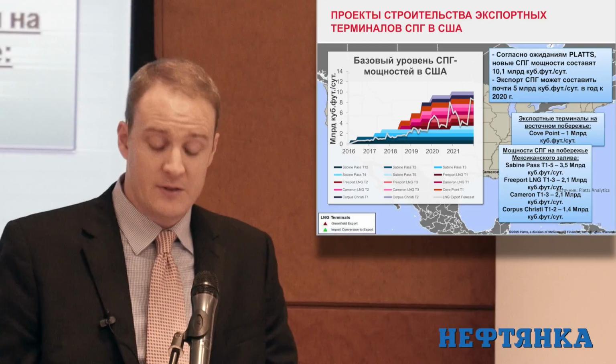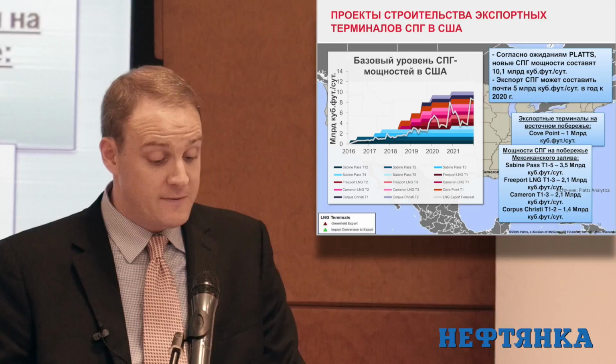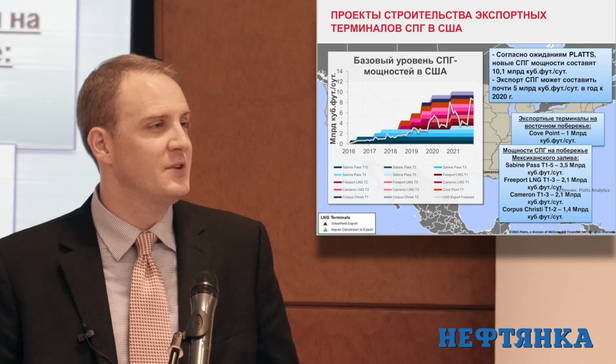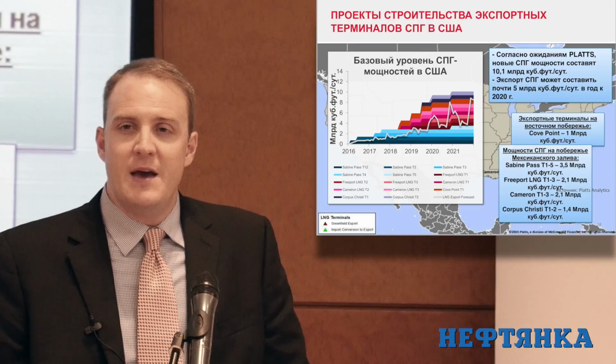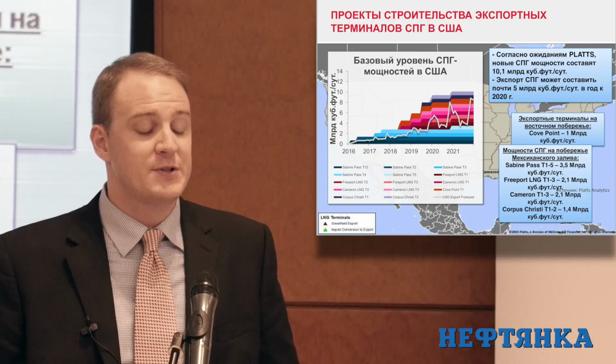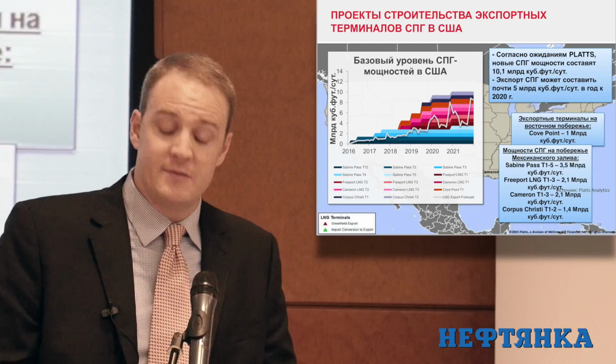The Cove Point facility on the East Coast, and then the Cameron, Sabine Pass, Freeport, and Corpus Christi facilities in the Gulf Coast. Sabine Pass is already up and running and has sent its first cargoes out into the global market, but it's the only one that is currently active.